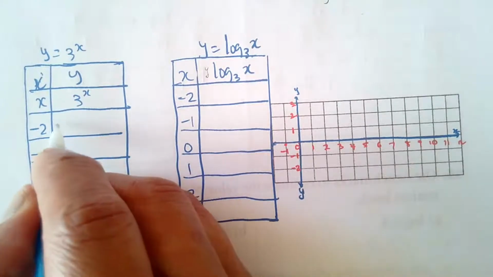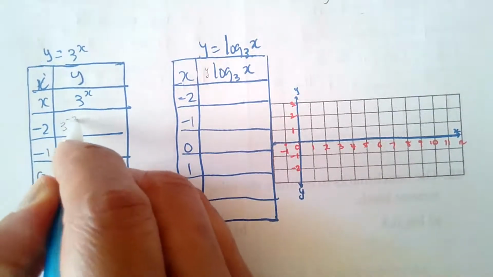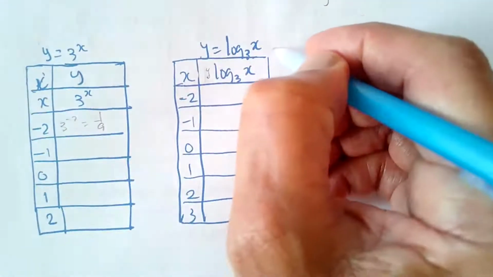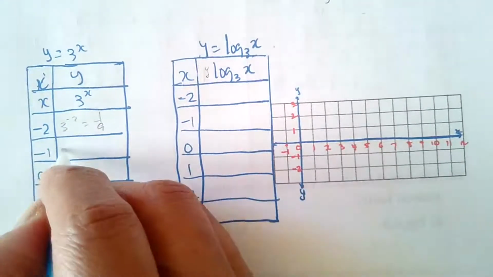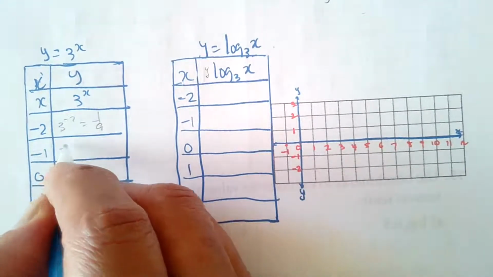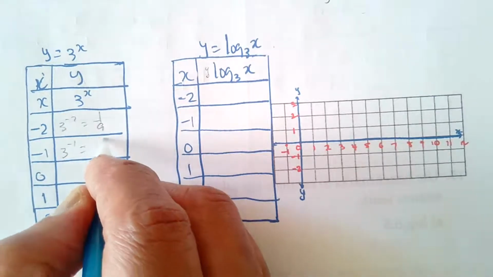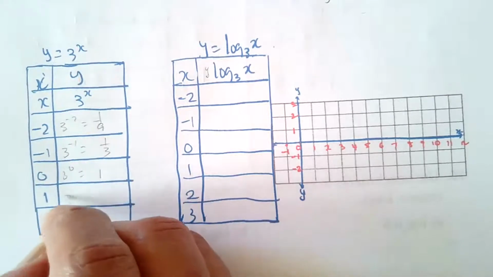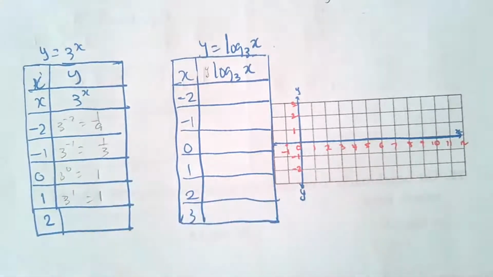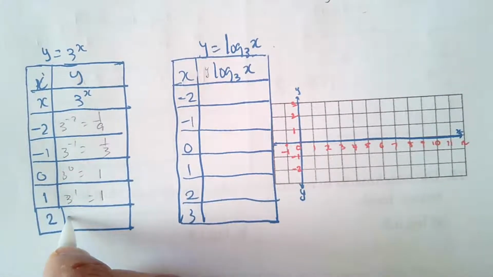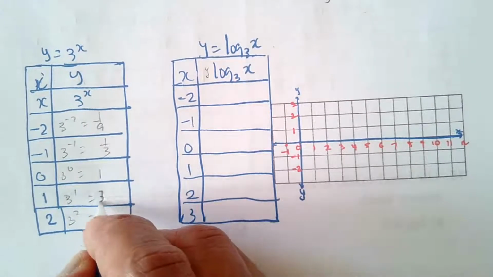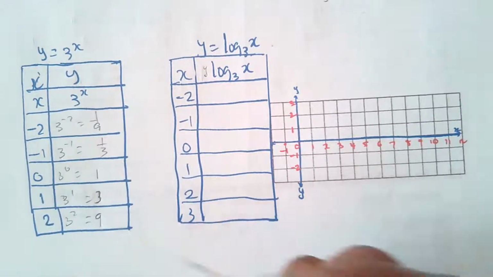This will give me 3 to the negative 2, which is 1/9. So this is my exponential function. This is my log function. And 3 to the negative 1 is going to give me 1/3. 3 to the 0 is 1. 3 to the 1 is 3. And 3 to the power 2, this would be 9.